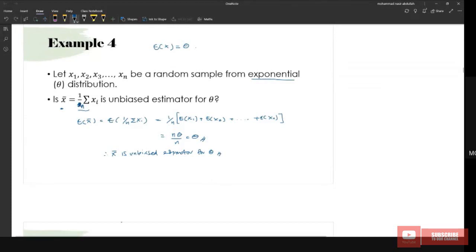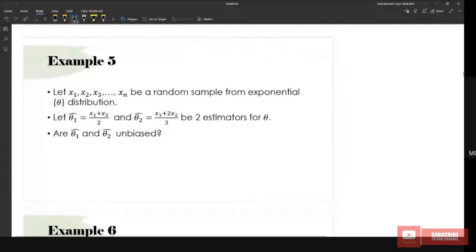So far, do you have any question? You can comment on the chat room if you have a question. If you don't have a question, then we can proceed to example number five. Do you have any question? Please comment. Hello? Right, no question. Now, we move to example number five.